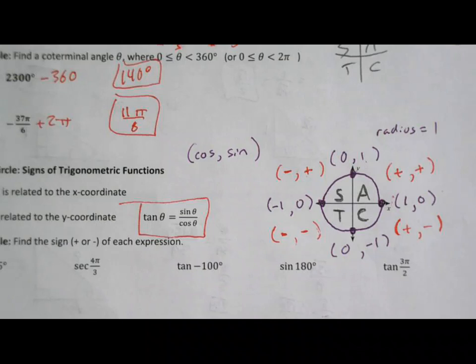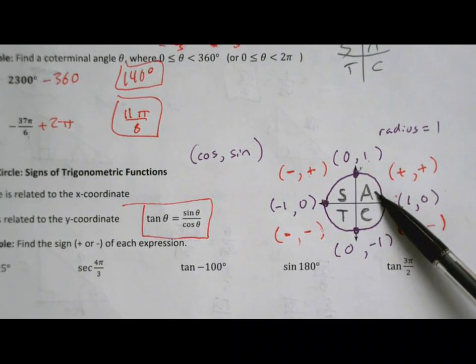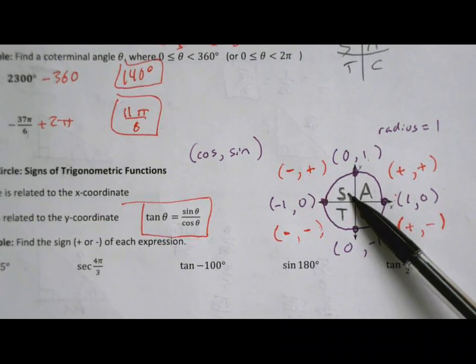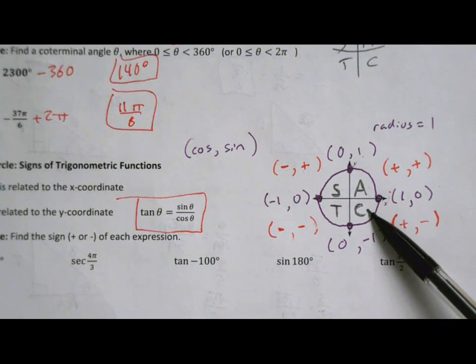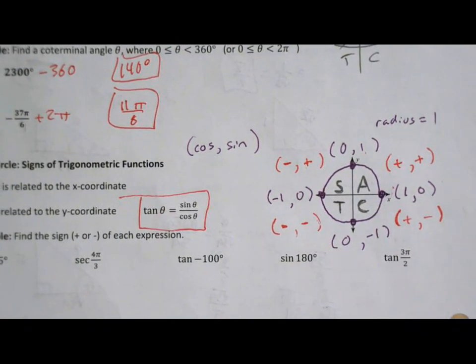This helps us remember which quadrants certain trig functions are positive in. They are all positive in this quadrant. Only sine is positive in this quadrant. The other two are negative. Tangent's the only one positive in this quadrant, and cosine's the only positive one in this quadrant. All right, so let's use this.